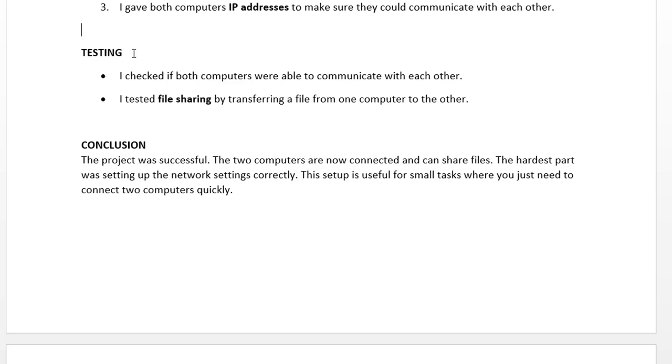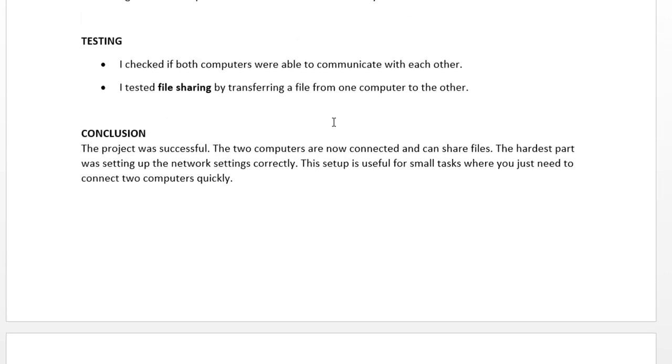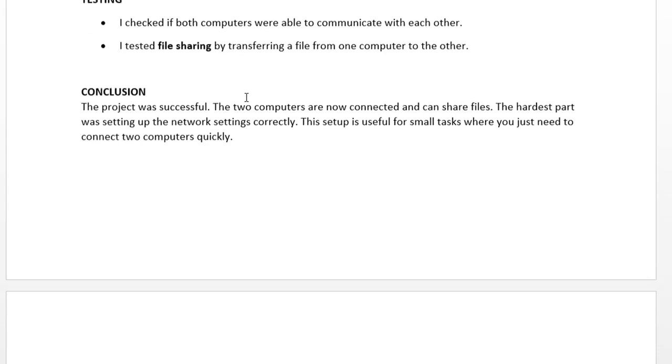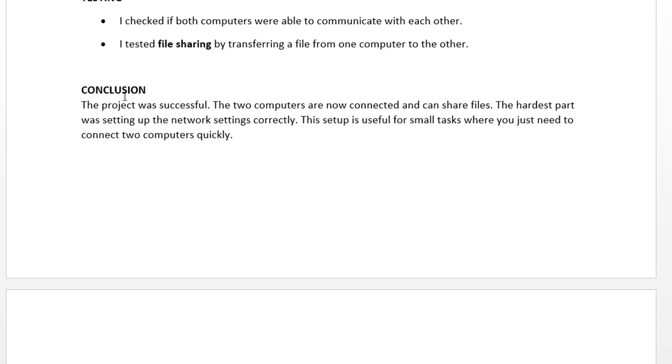Now the testing part: I checked if both computers were able to communicate. Good. I tested file sharing. It's exactly that, in fact, the aim. Meaning that you are supposed to test whether they are able to communicate and whether they are able to share resources. Now, the conclusion. Remember, in the conclusion, you give your problem and you say what you have learned.